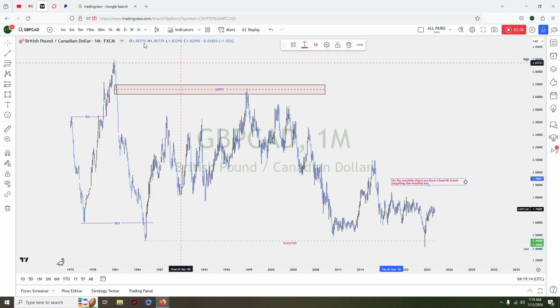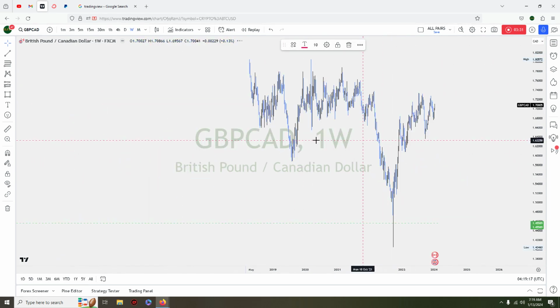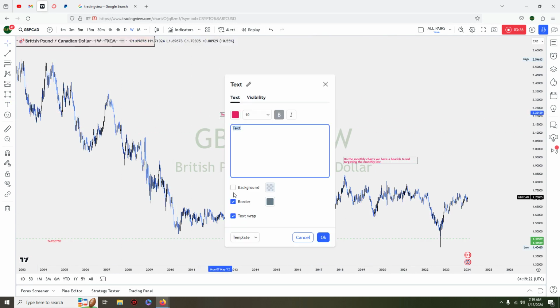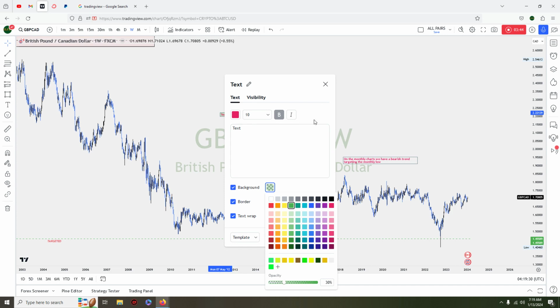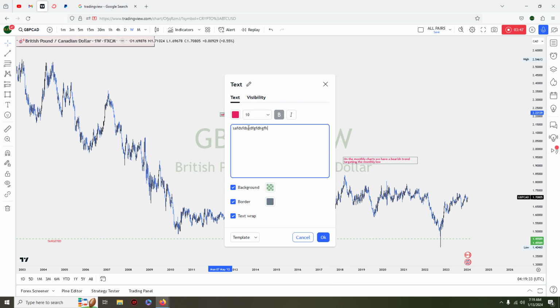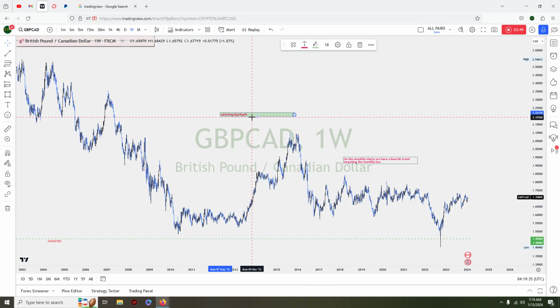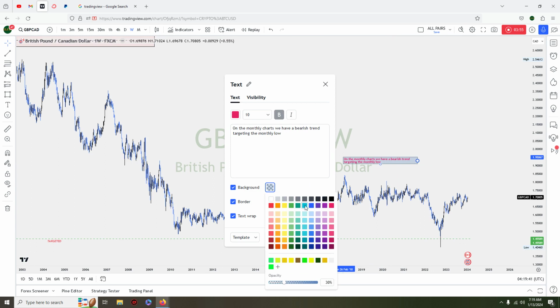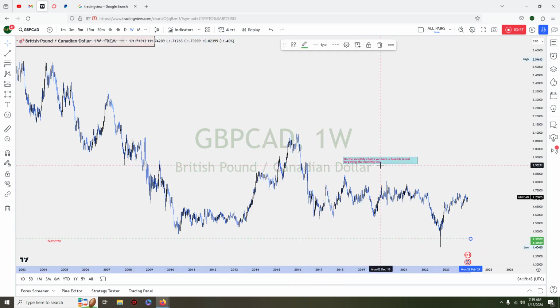Okay. So let us now go down to the weekly time frame. Let's see what's happening. Oh, and if you want to type your notes, you can just click on text, click on the screen, make sure you have border and text wrap. You can also have a background and change the color of your background to anything you want. And then when you type, it will just present itself on the screen like this. But mine, I've not put a background. You can just put a background. I do recommend you take your notes and type them on the screen, so that every time you open TradingView, you get to have a background on what you're looking at before you even start trading.